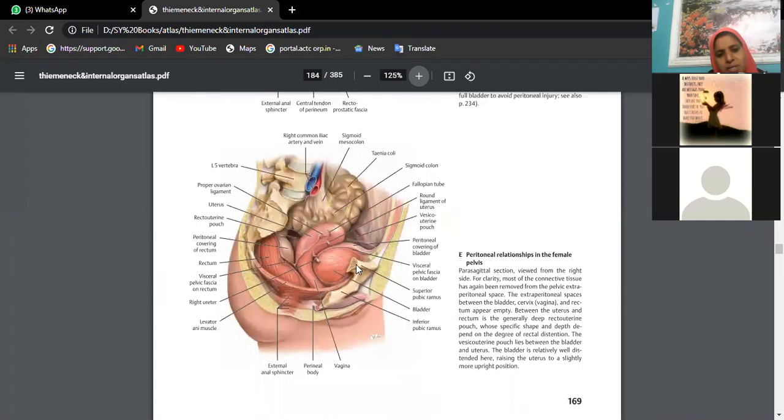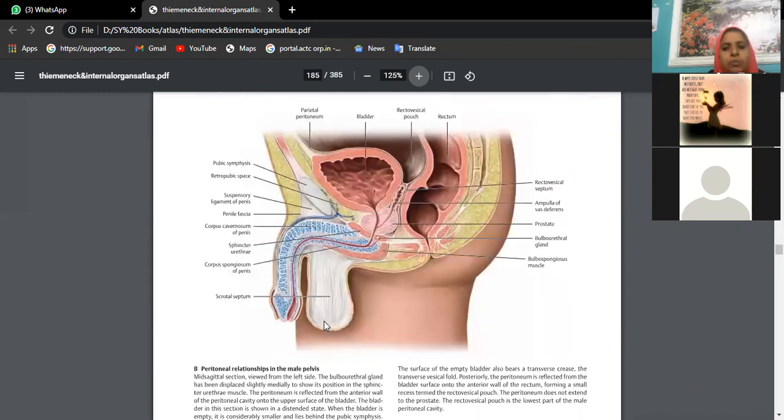Now this is the sagittal section of female pelvis, where in between urinary bladder and rectum, anal canal, we also have uterus. So uterus is anteverted and anteflexed, and again you have two folds of peritoneum here in the front. Between the urinary bladder and uterus, we have the vesico-uterine pouch. Behind we have the recto-uterine pouch, that is the pouch of Douglas.